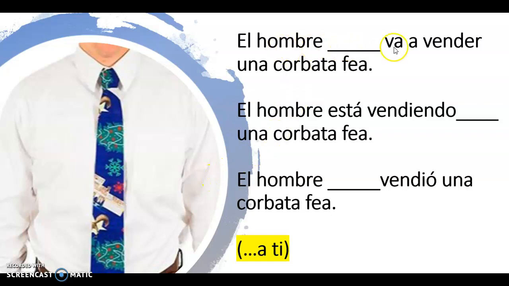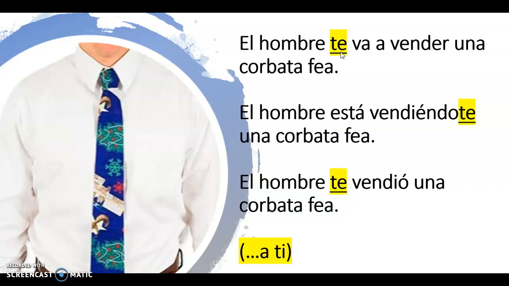El hombre va a vender una corbata fea. So he's going to sell you an ugly tie. What would go in the blank for you? Te. All of these would be te.